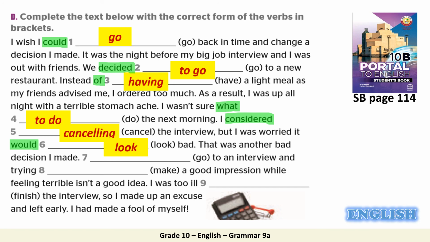So what should we put here? We have the verb go to an interview and trying. So as a subject, I have to put go, yes, in the ing form. Very good. So going to an interview and trying, after the verb try, I put the verb with to. Trying to make a good impression, a full infinitive, while feeling terrible isn't a good idea.